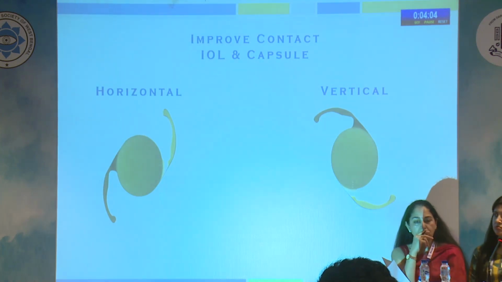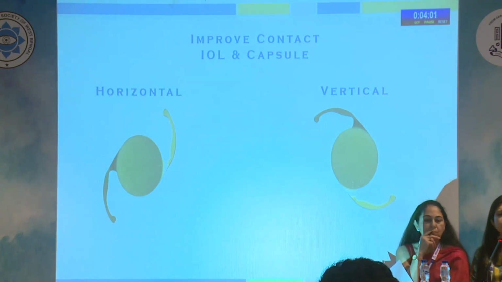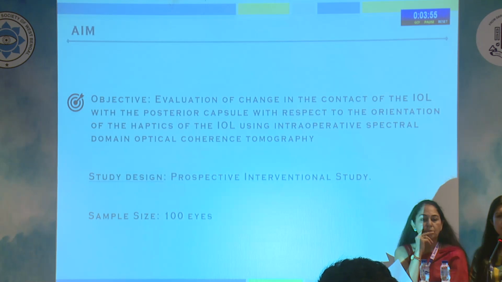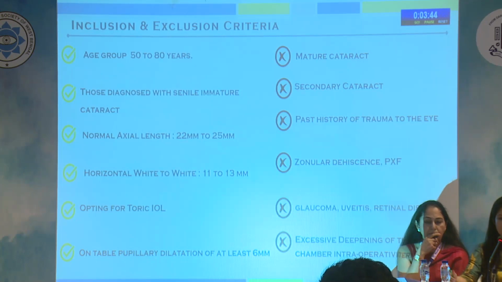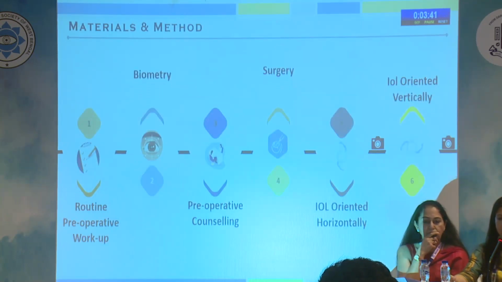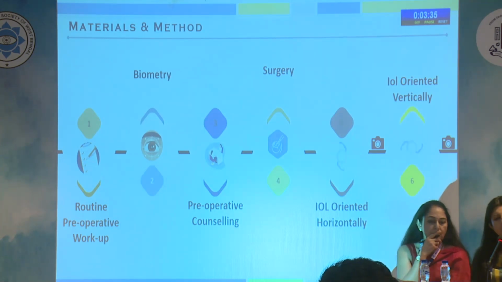Our first experiment was to compare whether orienting the haptic of the IOL in a horizontal or a vertical orientation would improve this contact. With that aim, we conducted this study in a sample size of 100. We chose non-complicated cataracts with axial length and white to white in normal range, and these were patients opting for a toric IOL. After a preoperative evaluation, during surgery, the lens was first oriented horizontally, meaning the haptic was oriented horizontally. An intraop OCT image was taken. After that, in the same eye, at the same IOP, the lens was rotated vertically, and an intraop image was captured again for comparison.